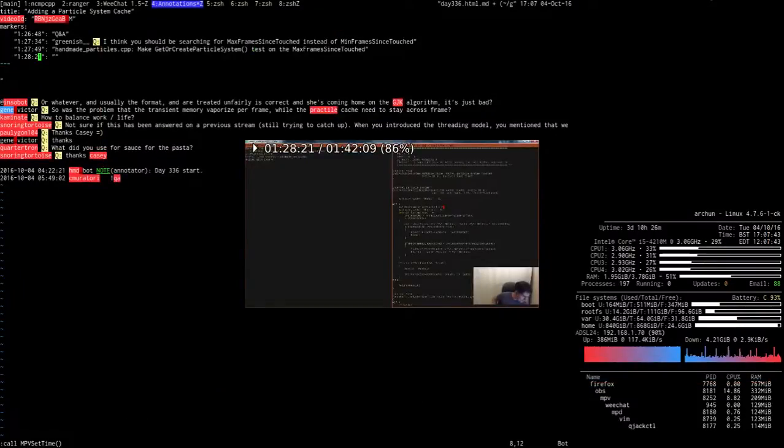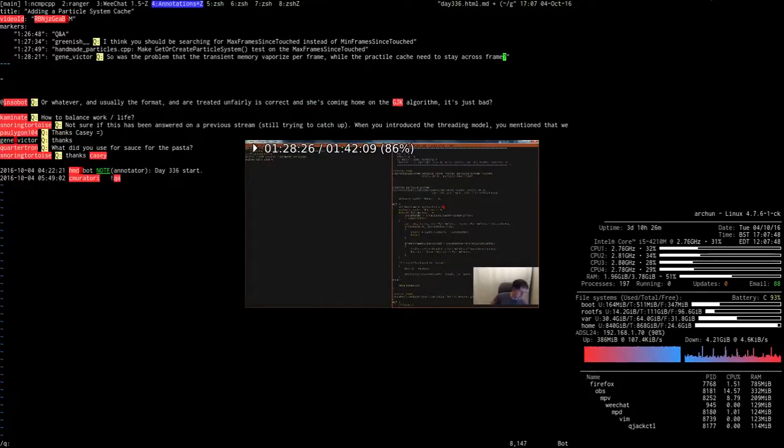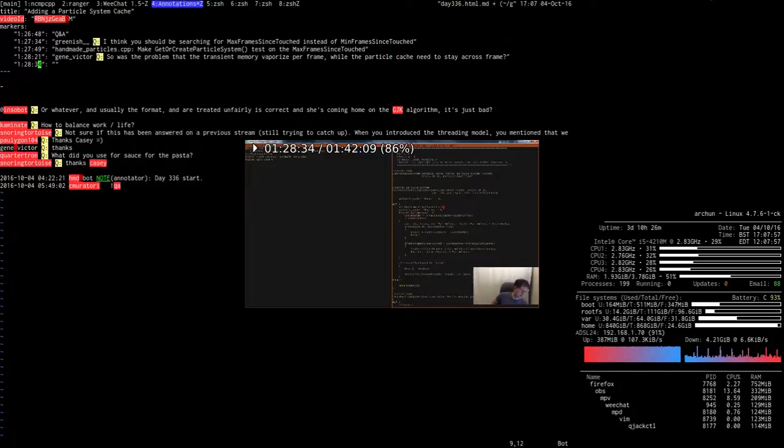Gene Victor, so was the problem that the transient memory vaporized per frame while the particle class used to stay across frame? Yes. The problem was just that the transient arena, it's not really that it vanishes per frame, it's that people in general were just using it as temporary.